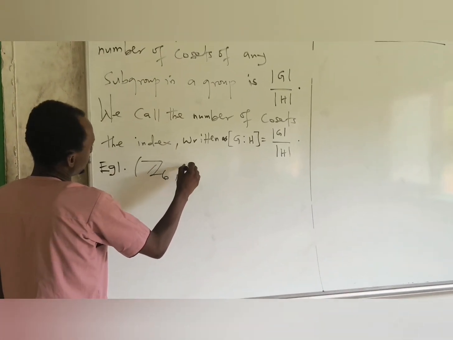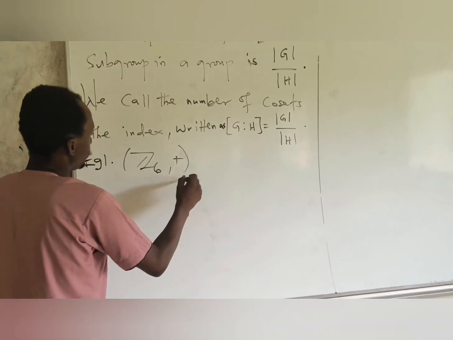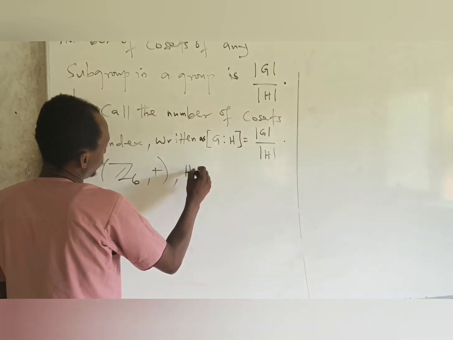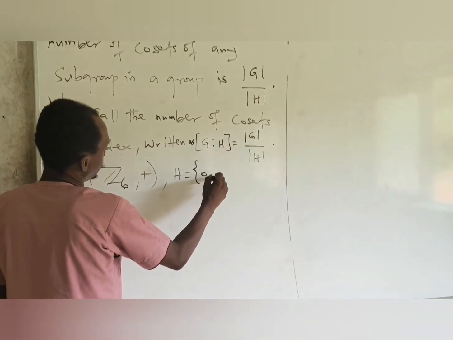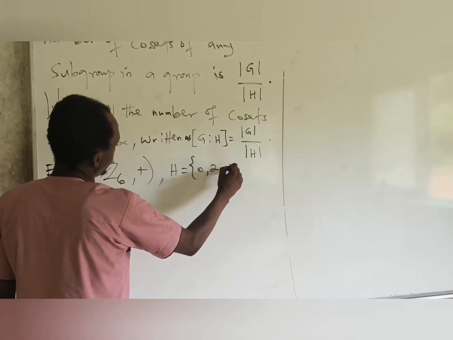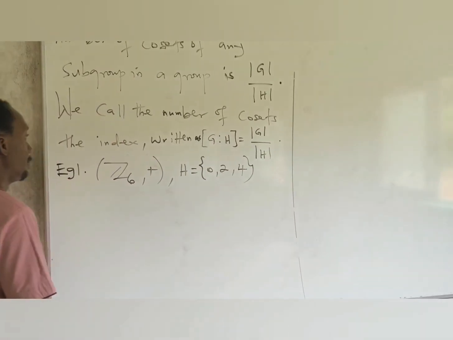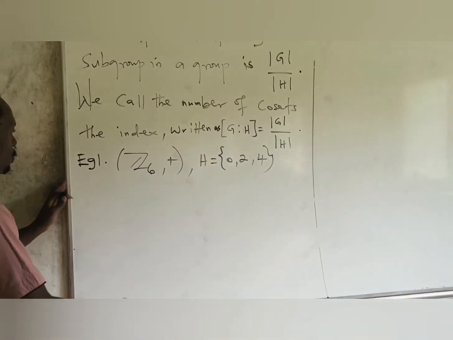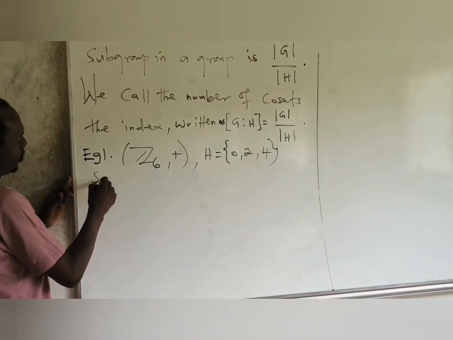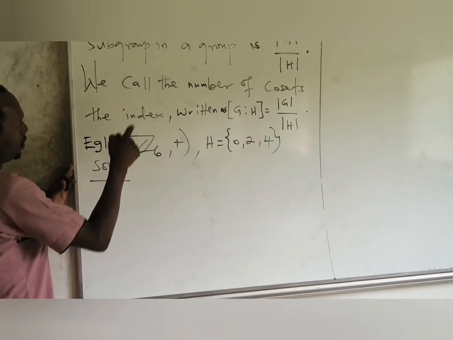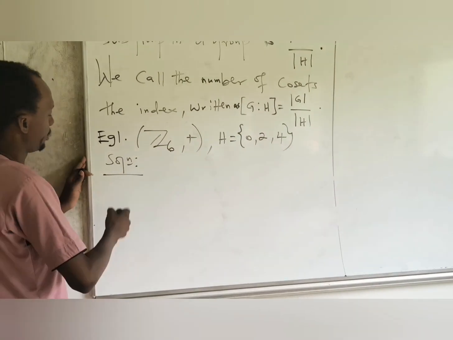Z6, let's pick Z6, and then let's pick our H as {0, 2, 4}. So let's find our cosets. Then we'll verify all that we have said.